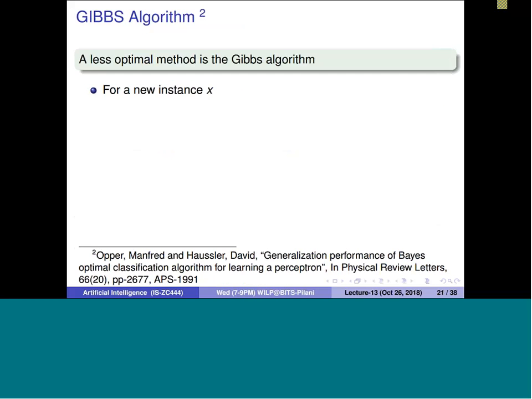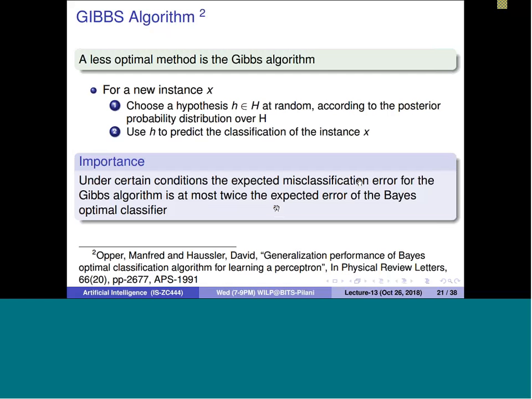Then you draw only one hypothesis from the space, if you follow this distribution, and apply that one. Okay, what is the Gibbs algorithm saying? It says you have a lot of hypotheses, and you pick only one of them. How to pick? Use the posterior probability that was computed there. You pick one algorithm out of that, and you use it to find the classification.